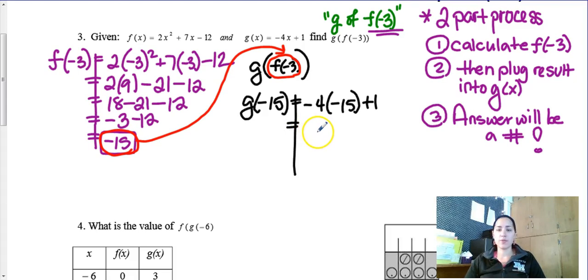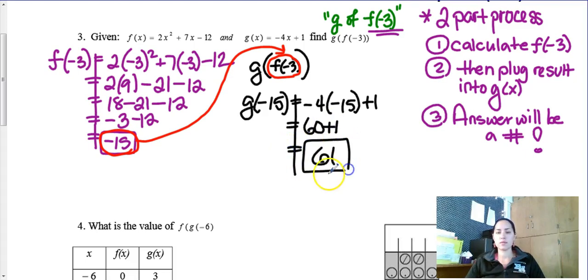Let's see. Negative 4 times negative 15. Well, I know 15 times 2 is 30. So that means 15 times 4 is 60. Negative times negative is positive. Plus 1. Our answer is a single number.